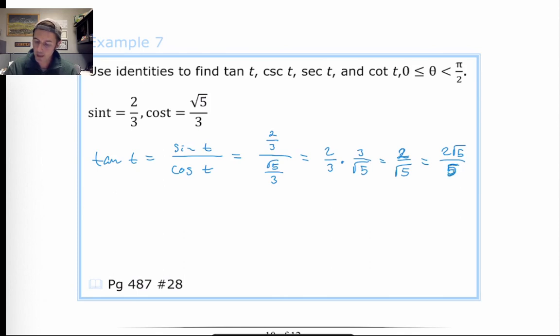I'm getting tired and a little shaky. 2 root 5 over 5. So that would be our final answer there.